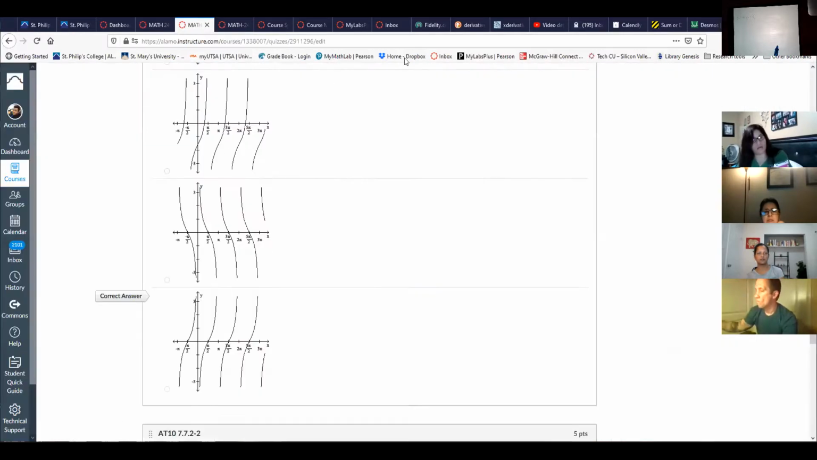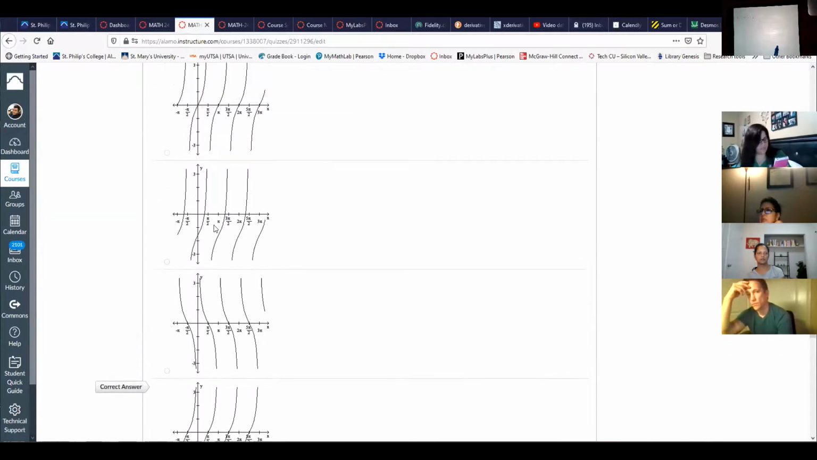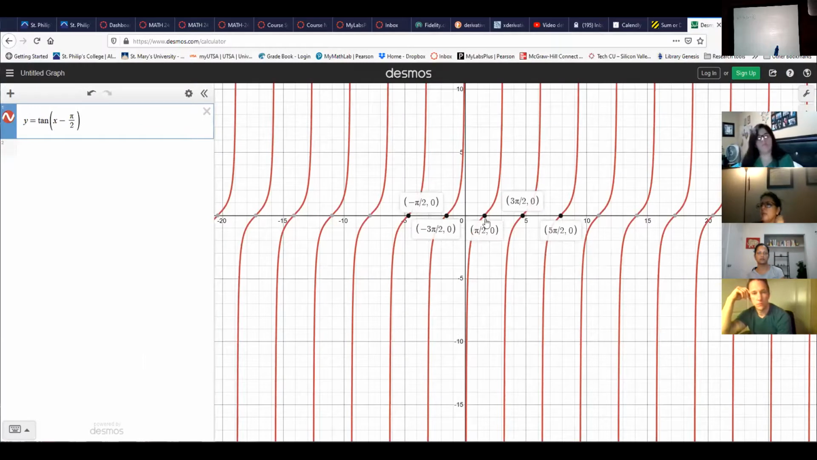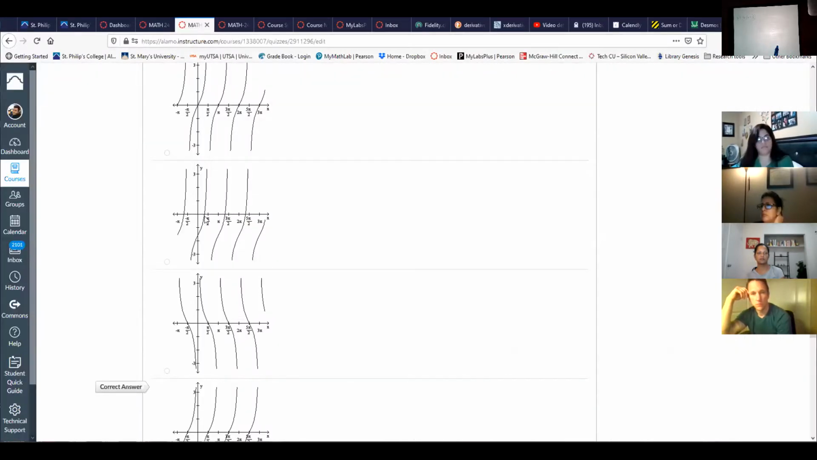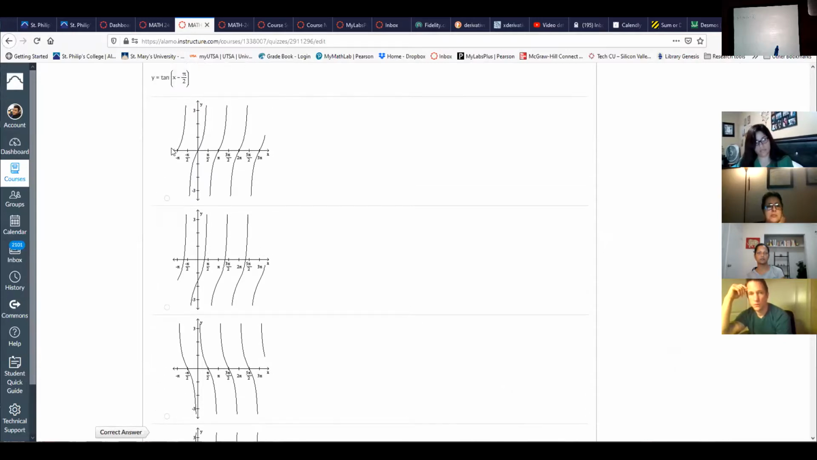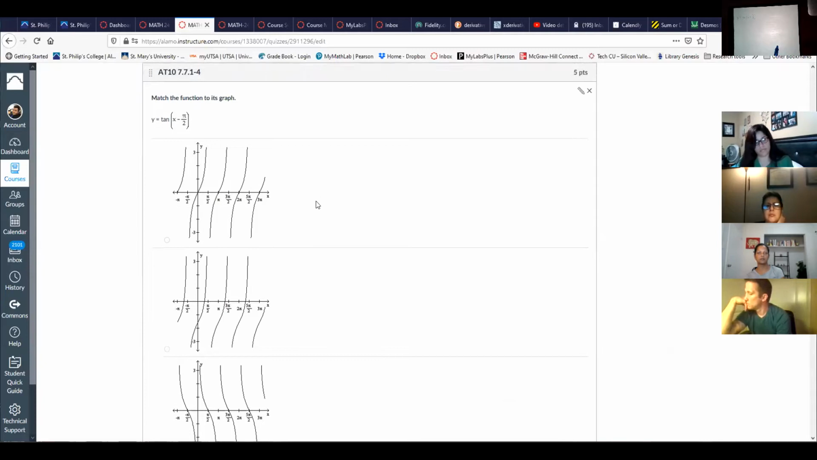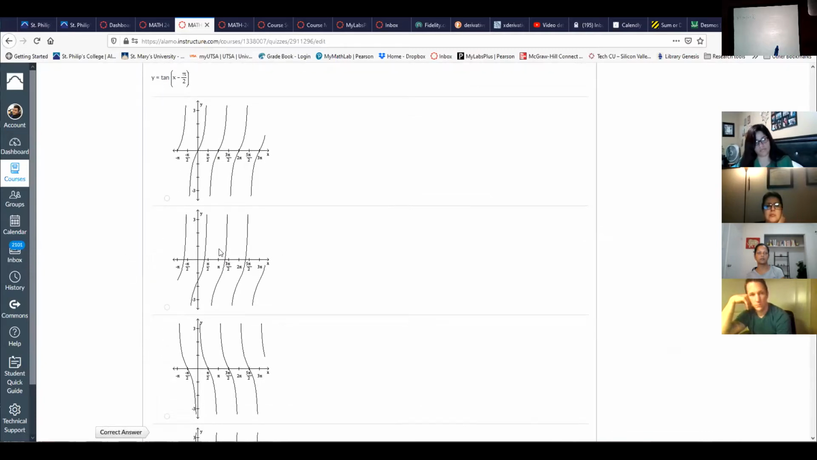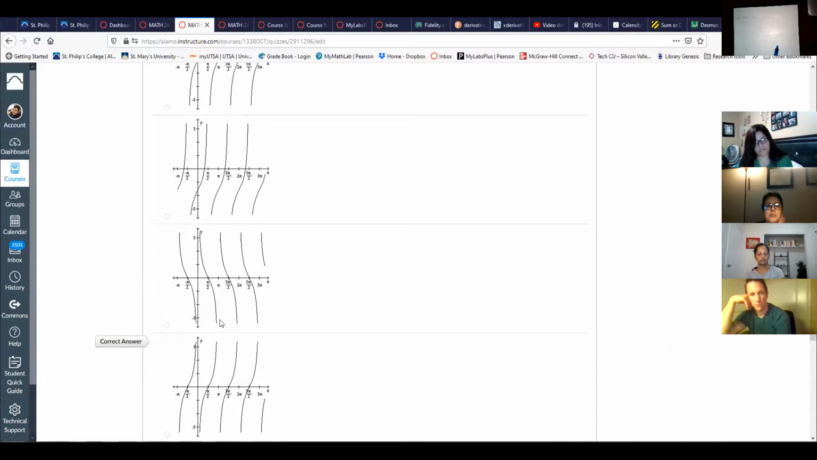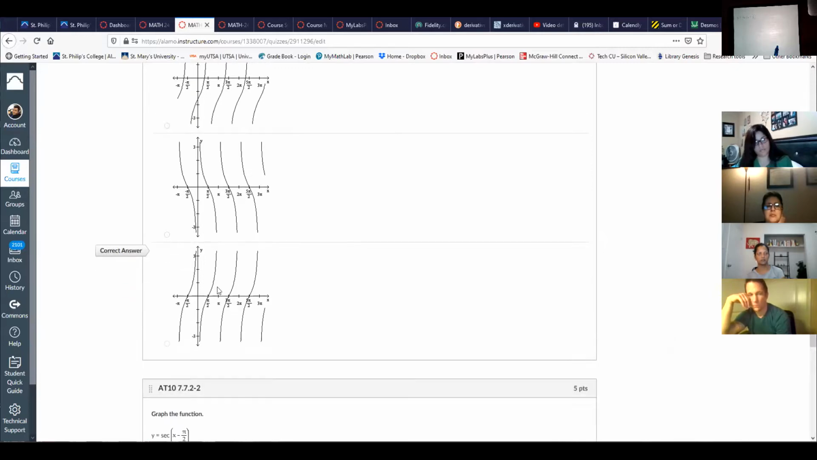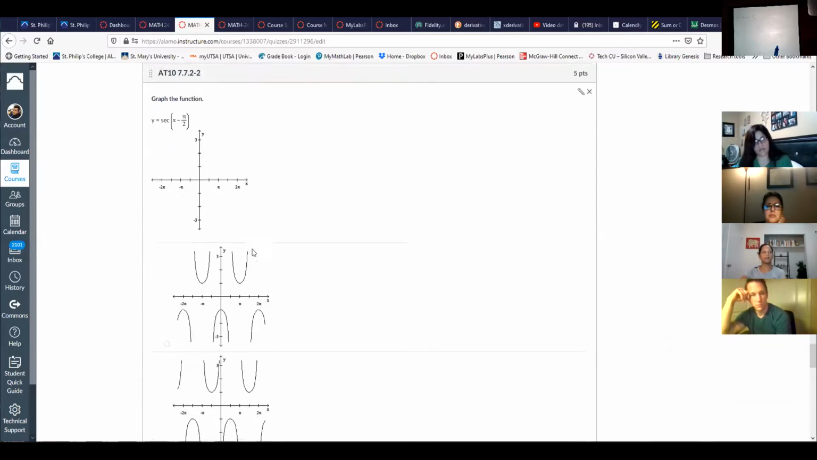So does this go through? Well, this one's wrong already. We said this one. Does it go through pi over 2? Yes, it does. This one does not, correct? So A is wrong because it goes through the origin. B is wrong because it does not go through pi over 2. C is wrong because it's going the wrong direction. It's actually reflected. D has to be the answer. Okay. So on these graphing questions, all I want you to do is just graph it on here.